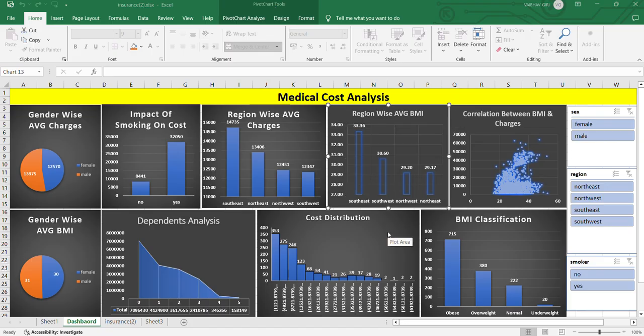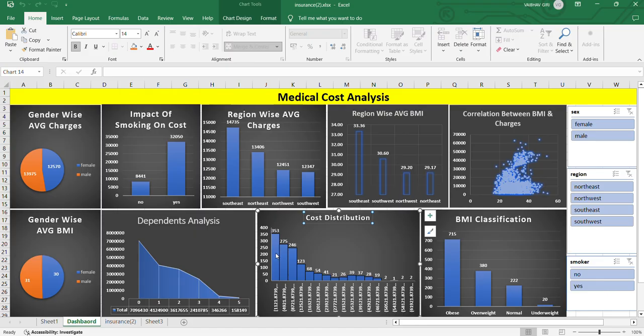After that, we did the cost distribution analysis using a histogram. So we created a histogram to see how medical costs are distributed. As we know, a histogram is like imagining each bar representing how many times a particular value occurs in the data, or how often different values occur in your data set. So that's why we use a histogram here.